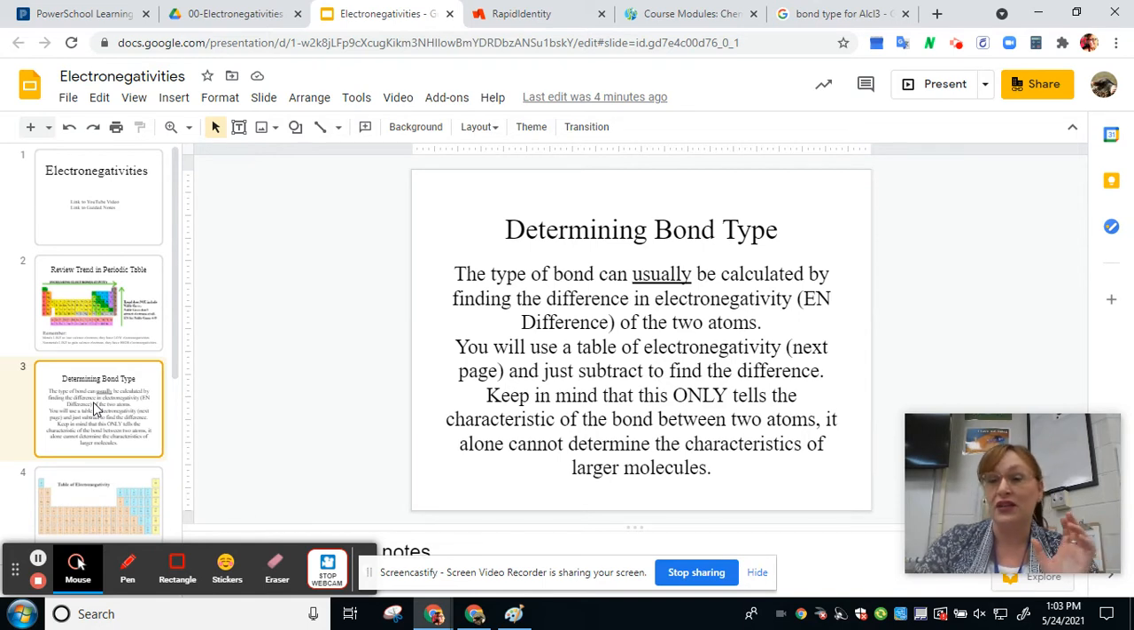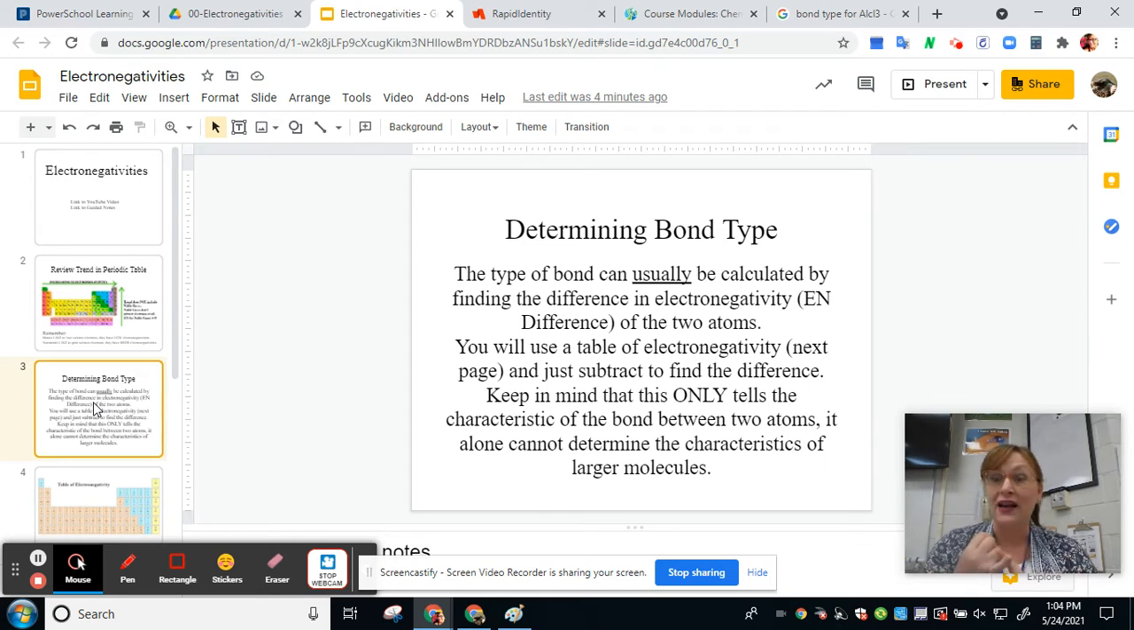We're going to use this electronegativity idea to identify what type of bond is likely if we're given two atoms. The type of bond can usually, not always, be calculated by finding the difference in electronegativities between the two atoms. We'll use a table of electronegativities that I'll show you in just a second. We just subtract and see what the difference is. And it's the difference in electronegativities that determines the characteristic of the bond between the atoms.